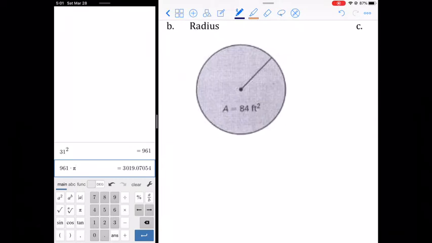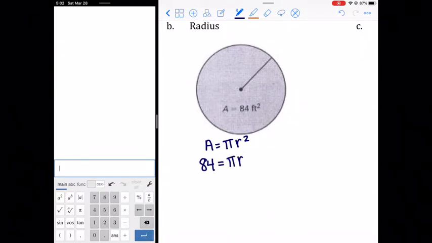All right, on our next example, here we're given the area and we're going to find the radius. So it's still the circle formula. The area is pi r squared, but this time I was given the area. So this is going to say 84 equals pi r squared. And there is multiplication in between that pi and that radius. So the first thing I need to do is get rid of the pi. And to do that, I'm going to divide both sides by pi.